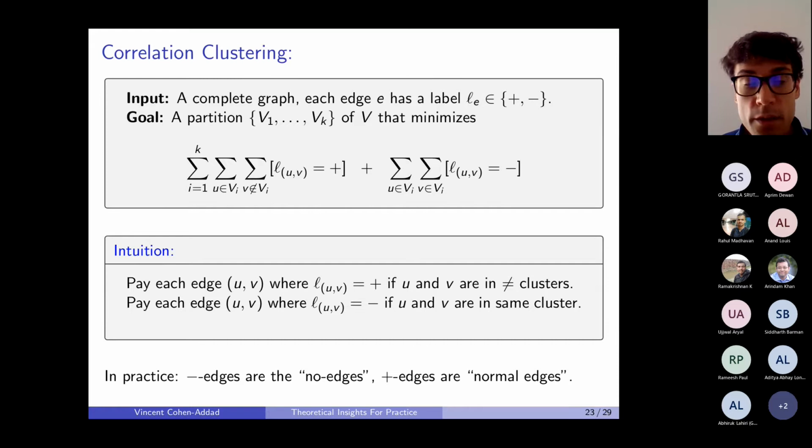It's a popular objective as well. You can also think of minus edges as no edges in practice sometimes, and plus edges as the normal edges. Like plus edge is similarity, minus edge is like nothing, so maybe dissimilarity. So that's the way you can think about them.